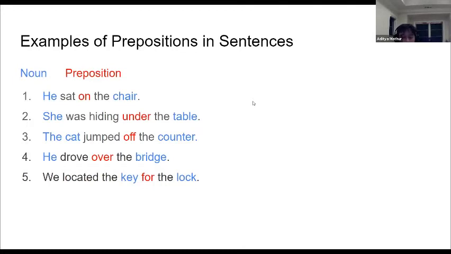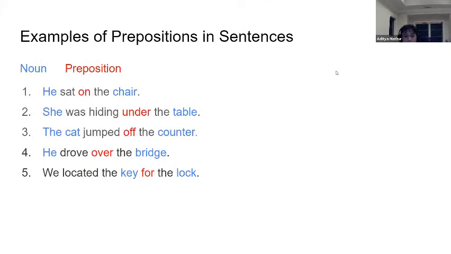Very good. All right, Aditya, you're welcome to take sentence number 2. Okay. So this one is a bit longer, so I'll read it. She was hiding under the table.